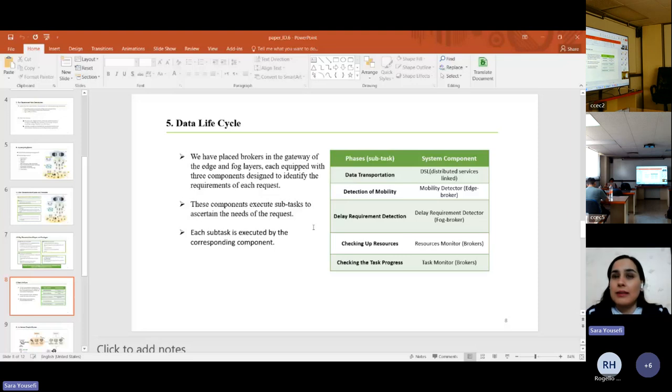Resource availability and task progress are monitored by the resource monitor and task monitor, both of which are present in each broker.